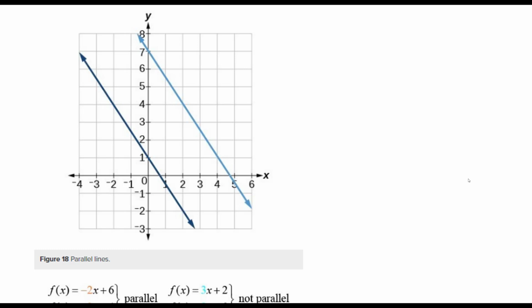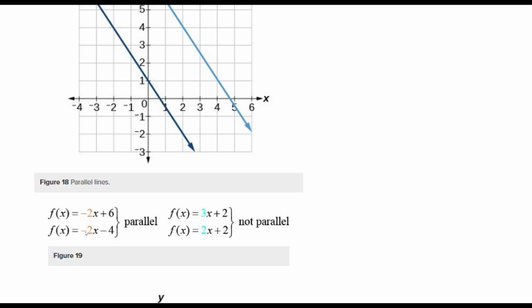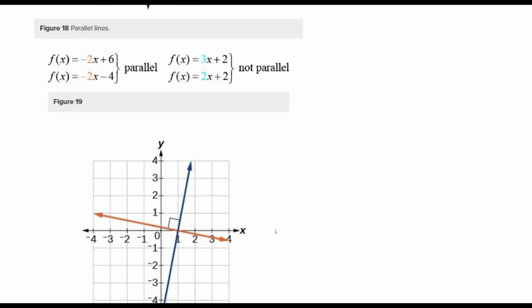Now we're going to talk about parallel and perpendicular lines. Parallel lines are two lines that have the same slope, but they will not intersect. For example, -2x plus 6 and -2x minus 4 are parallel lines. They have the same slope, but they do not intersect. If they have different slopes, they will intersect and they are not parallel.